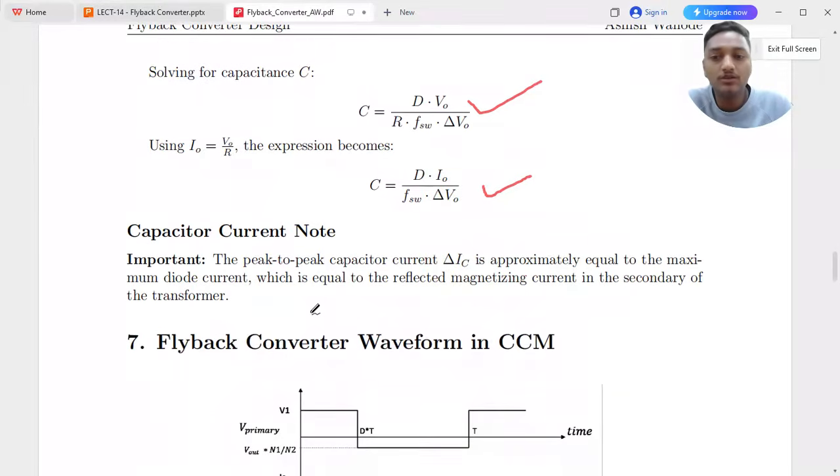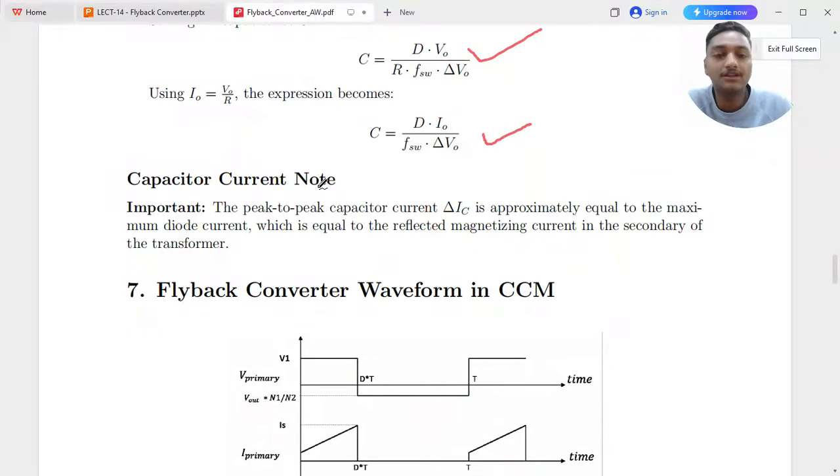There is one important note about the capacitor current. The peak to peak capacitor current delta IC is approximately equal to the maximum diode current, which is equal to the reflected magnetizing current in the secondary of the transformer. So peak to peak capacitor IC is equal to the maximum diode current. This is the one note; if somebody asks you, you can remember.